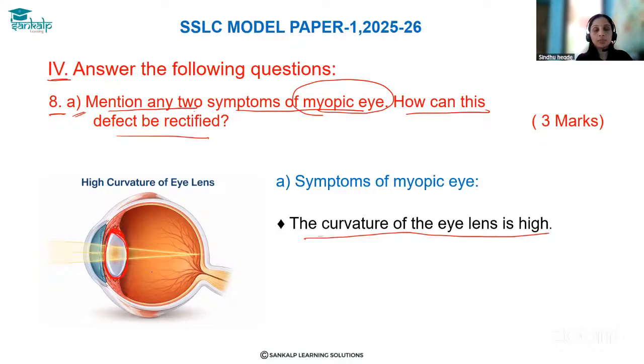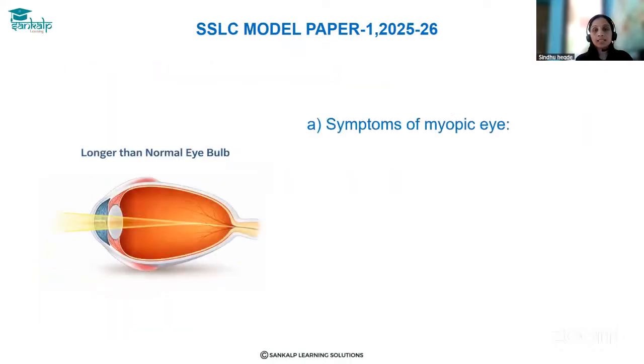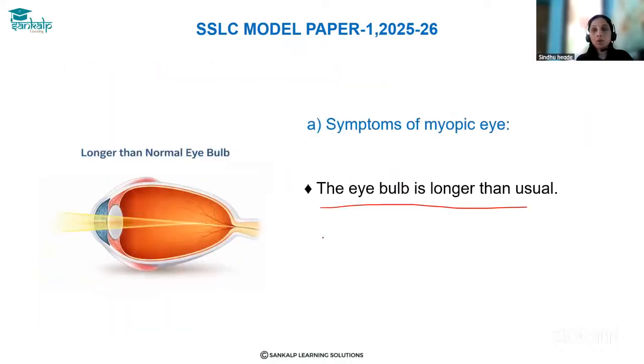And one more symptom is that the eye bulb is longer than usual. See, this is the eye bulb. This is not in a normal shape. If you have the myopic eye symptoms, this eye bulb is longer than usual, like this. It is not in a normal shape.